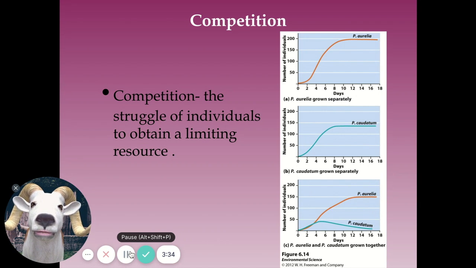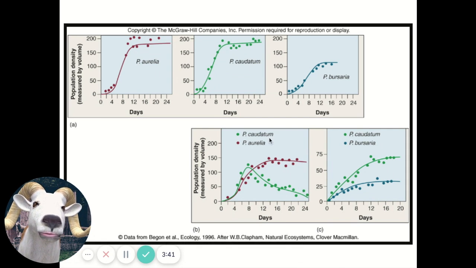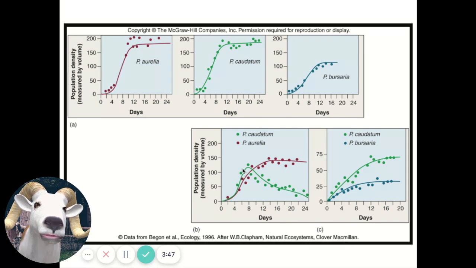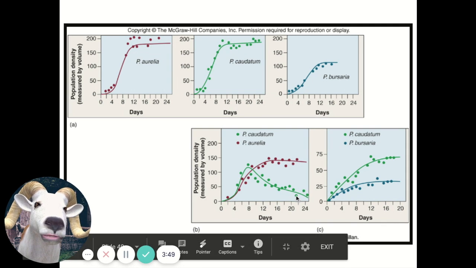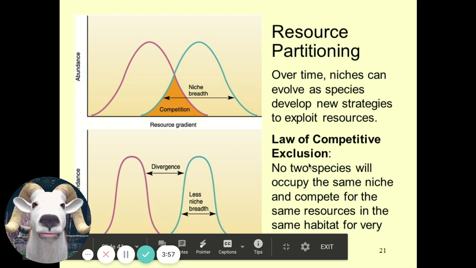Okay, and we can look at that competition with three species. Again, all grown separately, they all do well on their own. But then when you grow caudatum and aurelia together, caudatum in this case does not do well, but aurelia does well. And then here, caudatum will outcompete bursaria when they're grown in the same context.